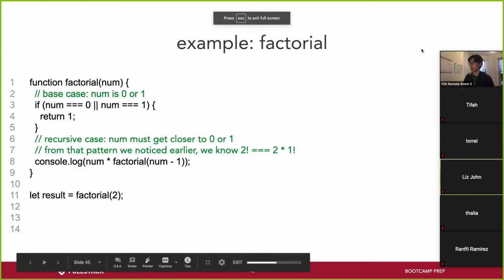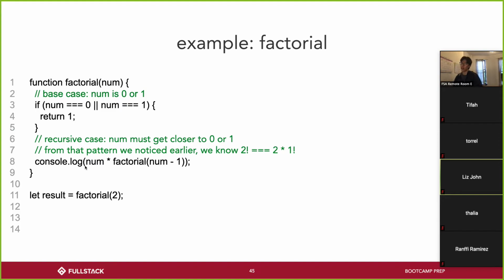So here, there's another example where we're just logging num times factorial num minus 1. Now this is close, because now we're actually logging 2 to the terminal, but the result is not going to be 2 because we're not returning. So we're essentially just calling a function and returning nothing. And when we return nothing, you always get the value of undefined.